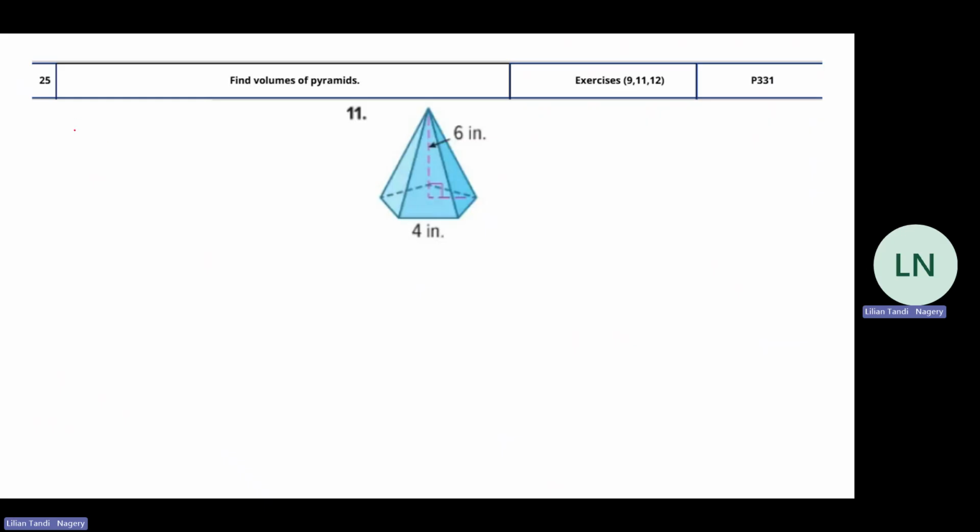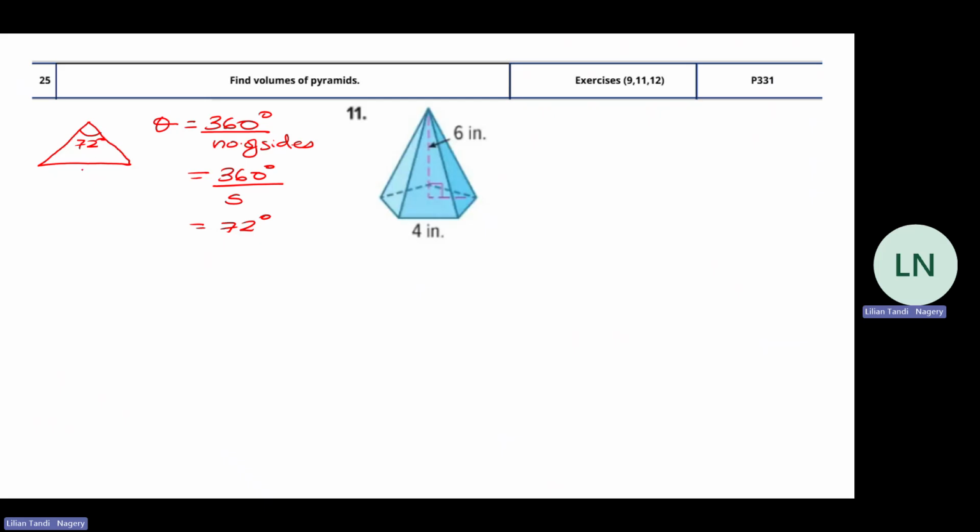First, you need to find the central angle of the triangle. Okay, so this angle here, you need to find it. So central angle equals 360 divided by the number of sides. So that will be 360 degrees divided by 5. That will give you 72 degrees. Okay. So you're going to put here 72 degrees.